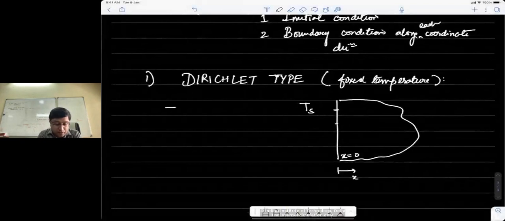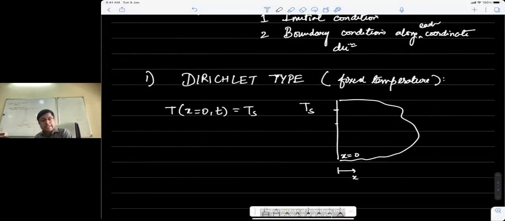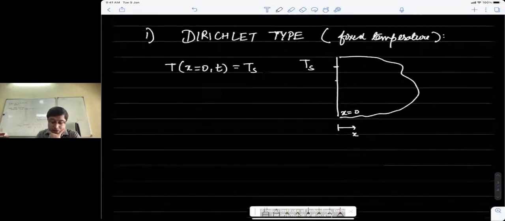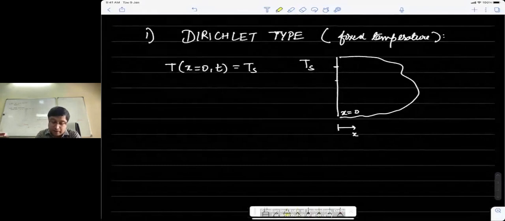So the Dirichlet type boundary condition would say that temperature T at x0, for all time t, is Ts, which is the easiest form that you would have also seen in fluid mechanics. Based on the temperature Ts, you can actually get some temperature variation in the problem. So we can get T(x,t), let's say.